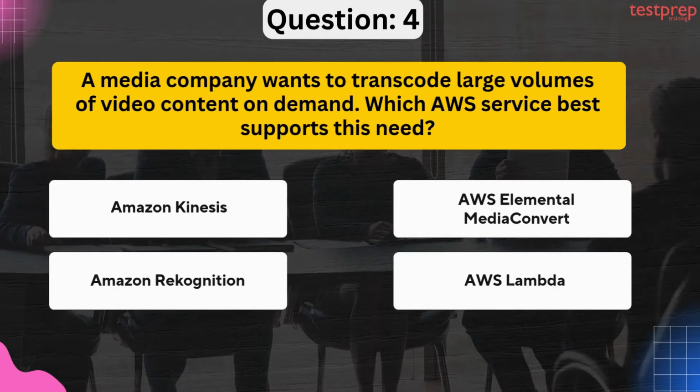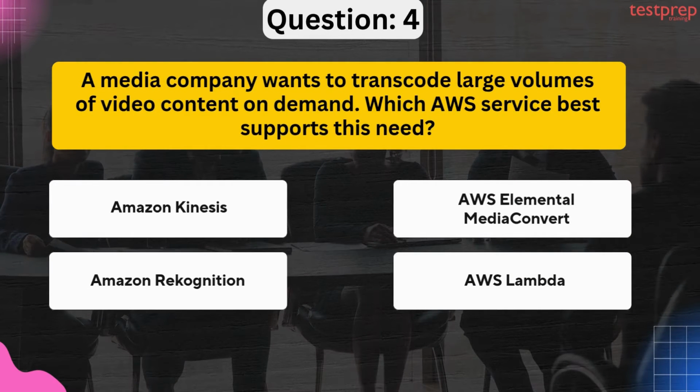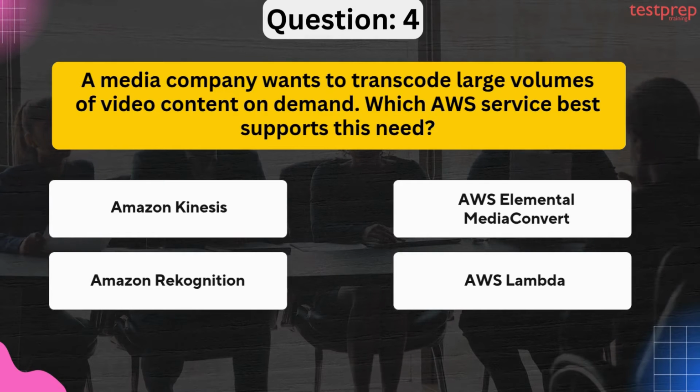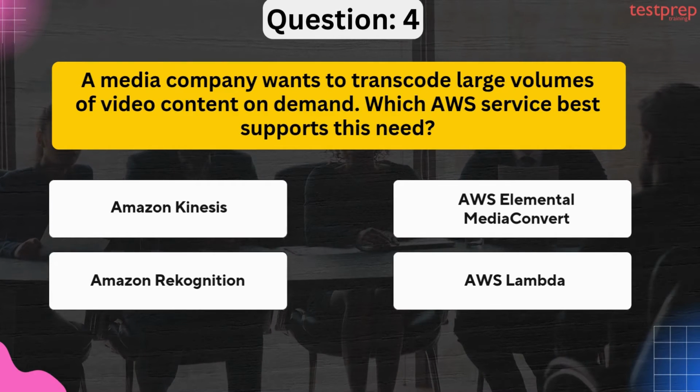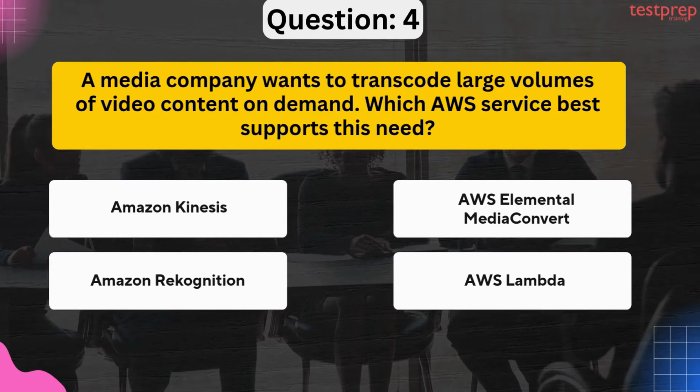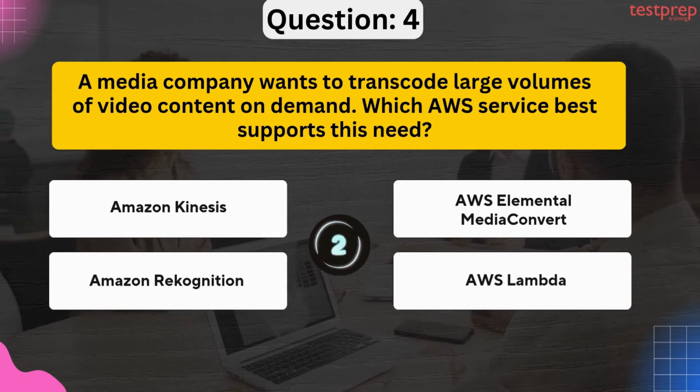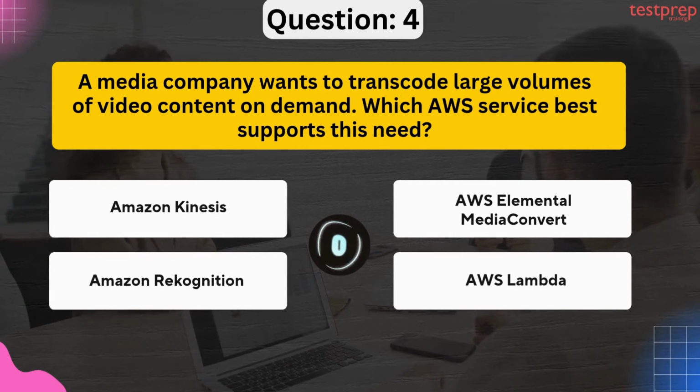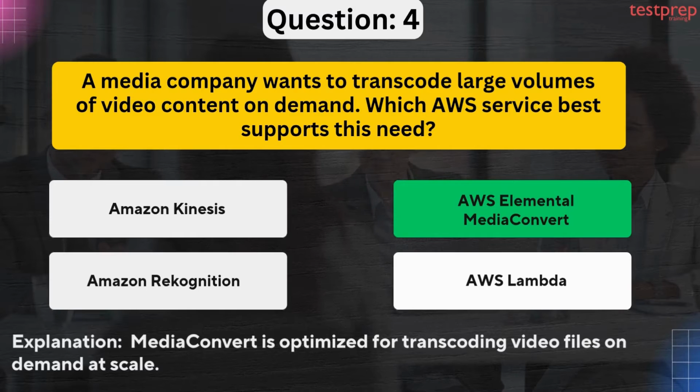Question 4. A media company wants to transcode large volumes of video content on demand. Which AWS service best supports this need? The correct answer is B, AWS Elemental MediaConvert. MediaConvert is optimized for transcoding video files on demand at scale.